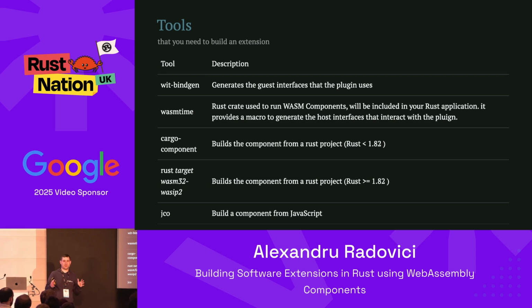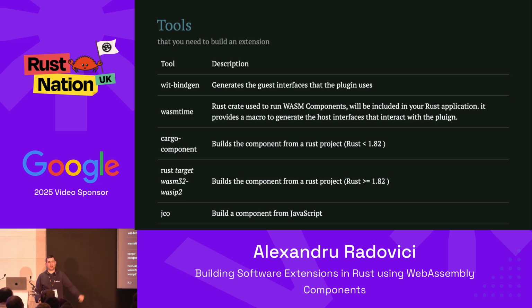Wasmtime is the executor. This is the crate that you will load in your Rust program. This one knows how to generate the host part of the component. So it has a macro, which is called bindgen, takes a WIT file, generates the traits. Cargo component will be the thing that will build your components. So you have the host application, and then you have a separate crate for every component.